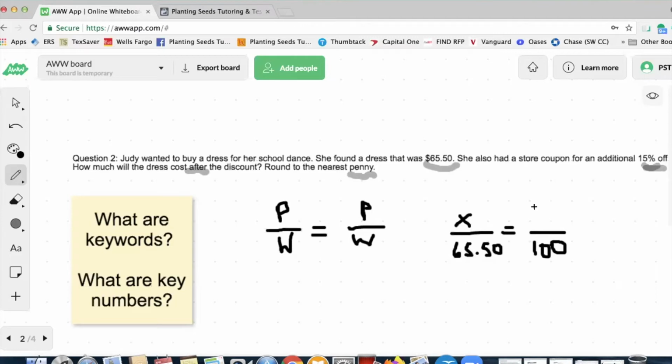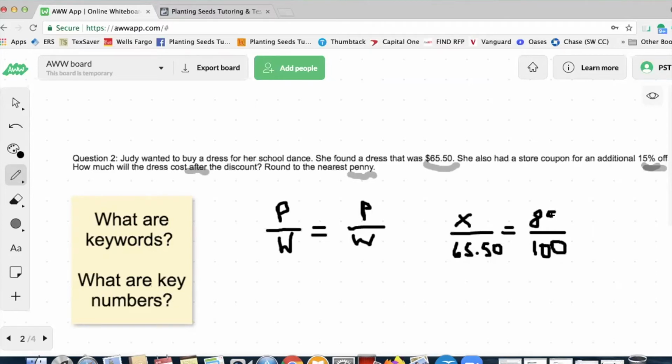Where people get messed up or make mistakes is they put 15 on top of the 100. They think that's what we're looking for. We're not looking for the amount that was taken off. We're looking for what was the cost after. That's why I underlined after right there. You'll see that on the third sentence, I underlined after. It said after the discount. So what we're looking for is the total amount with 15% off, not the amount of 15%. So the amount with 15% off would be 85%.